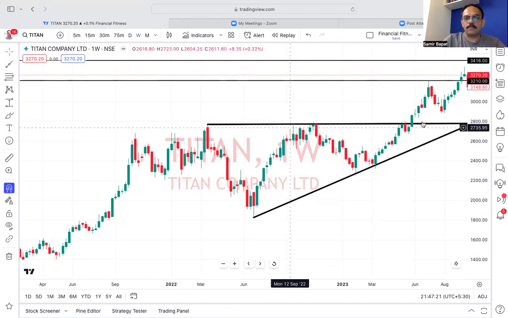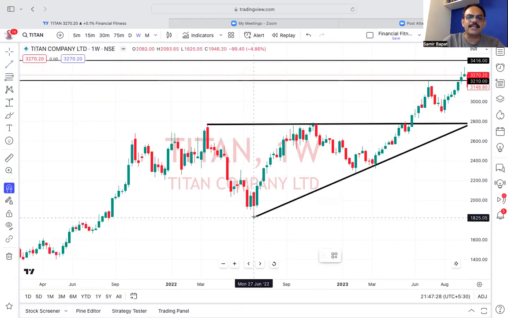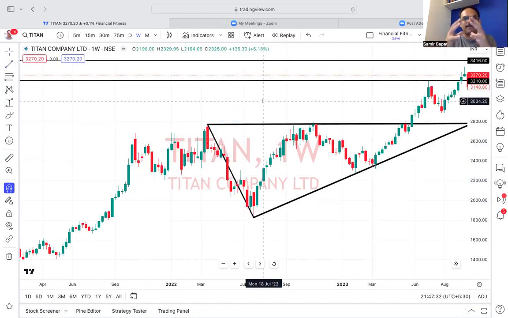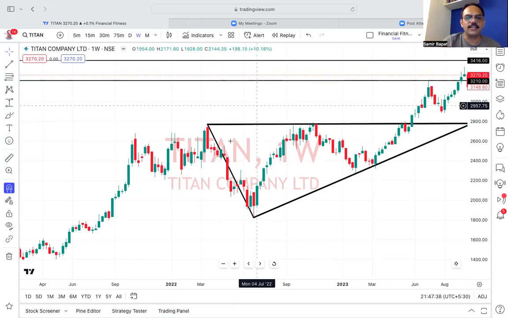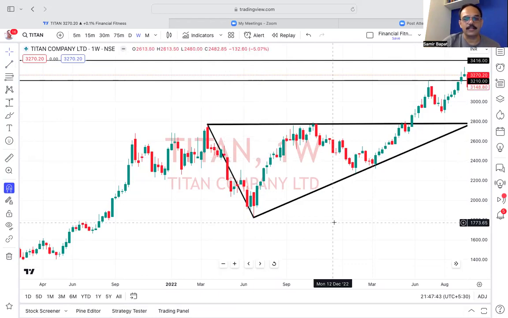No, the triangle is this black line. This is the triangle, and the price is trapped inside the triangle. What we say is the price is trapped inside the triangle, and when it escapes that triangle, it will go to the destination in a very speedy manner. Right. Okay. Great.